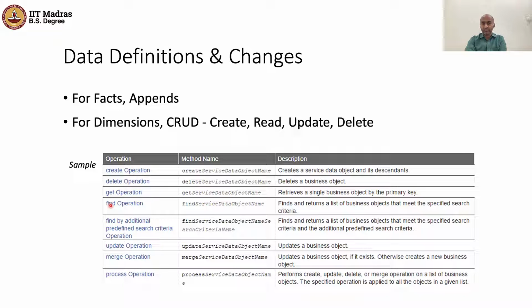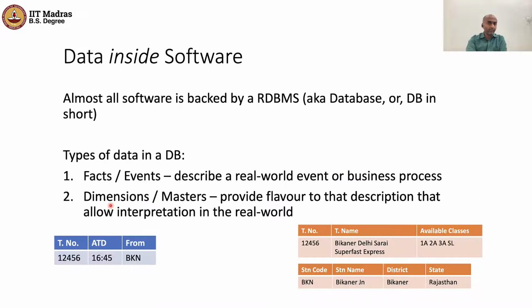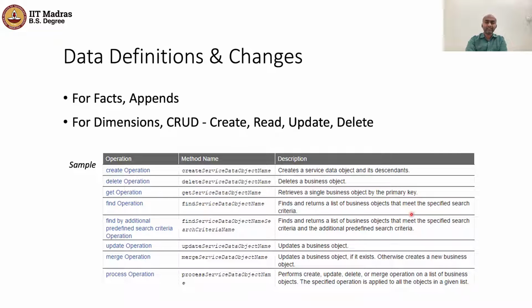The find, on the other hand, is searching for a bunch of different rows, all of which meet a certain criteria. So, as an example, I could do a find on the stations table for all the stations that belong to the state of Rajasthan, in which case I could get, like, let's say 1000 stations, right? So that's a find operation. And then you could have additional search criteria, etc. Updating is just updating a business object. We spoke about that, data entry. Merge is basically saying either you update something if it already exists, but if it doesn't exist, then create it new.